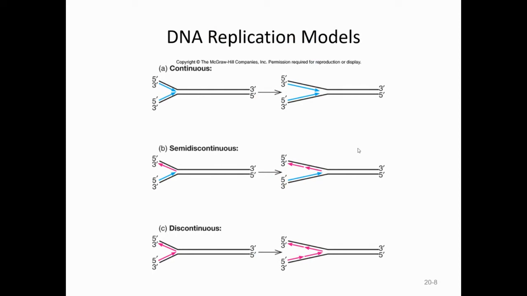And the DNA replication model, right? So again, three different mechanisms: continuous, semi-discontinuous, discontinuous. So continuous means for both strands, as we know, they run anti-parallel, 5' to 3', 3' to 5'. And then they say continuous. That means one strand you synthesize 5' to 3', the other strand you synthesize 3' to 5' continuously. But we know this is wrong because DNA synthesis is always 5' to 3'. So this one is wrong.